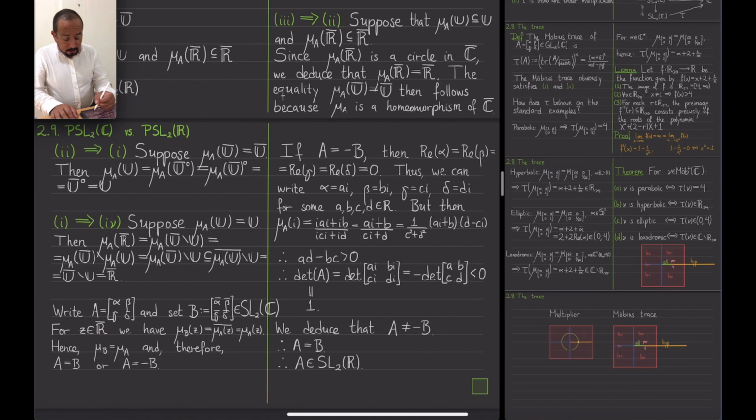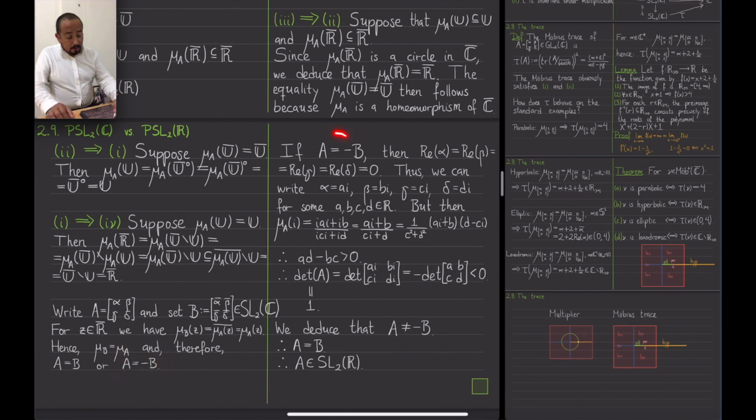But then, since both of them have determinant 1, right? So it's obvious that B has determinant 1. So since both of them have determinant 1 and both represent the same Möbius transformation, they are either equal as matrices or one is minus the other. Right? So if A is equal to B, I'm done, right? Because then alpha is equal to its conjugate, beta is equal to its conjugate, etc., which is what I want to show. So let us assume that it's not the case and arrive at a contradiction.